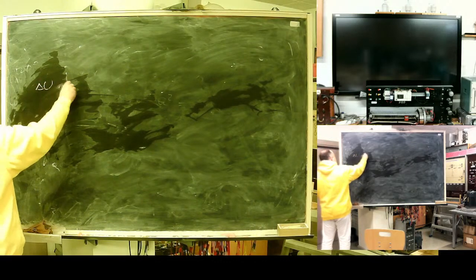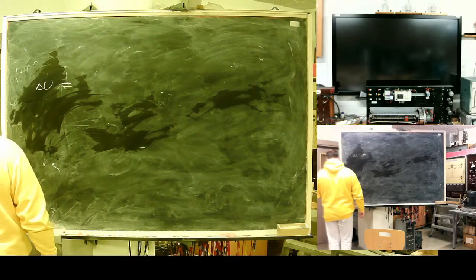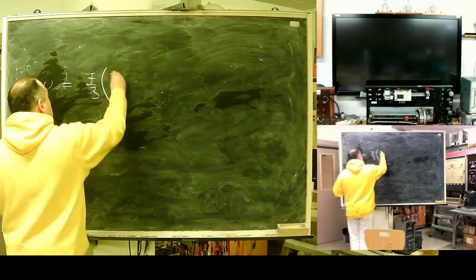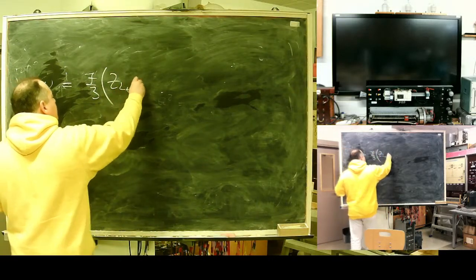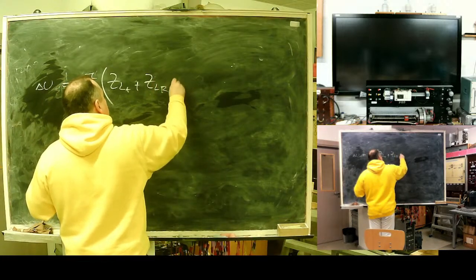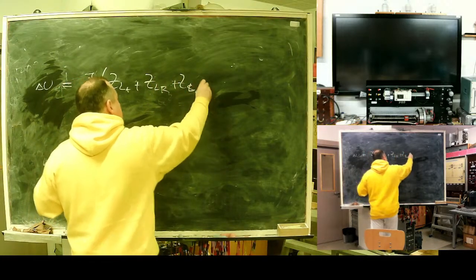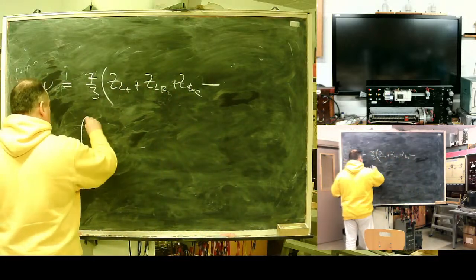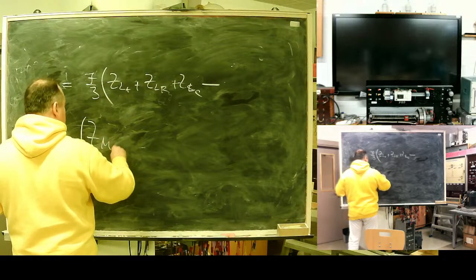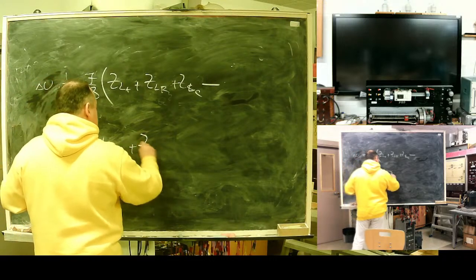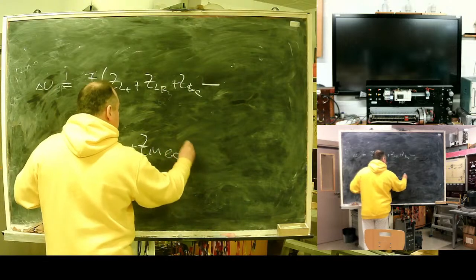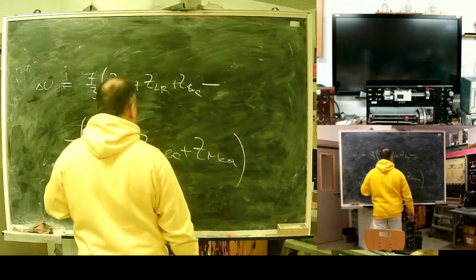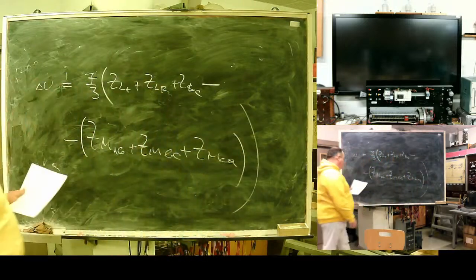So my delta U is 1/3 of the current times ZLA plus ZLB plus ZLC, minus ZMAB plus ZMBC plus ZMCA. Fine?